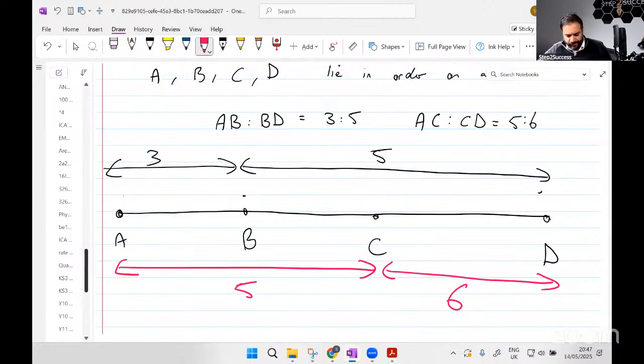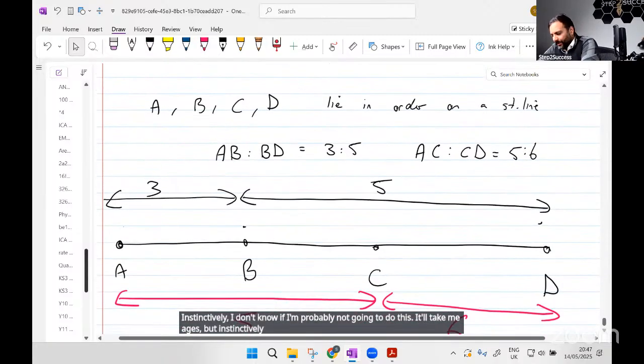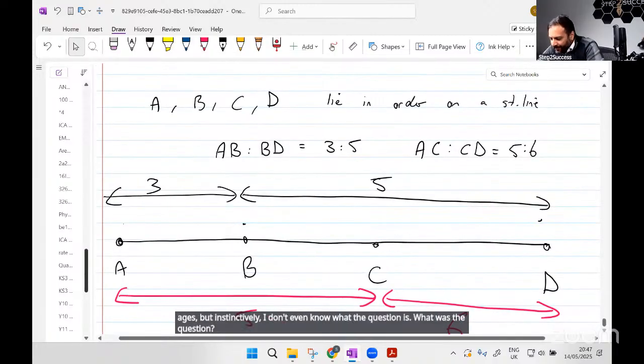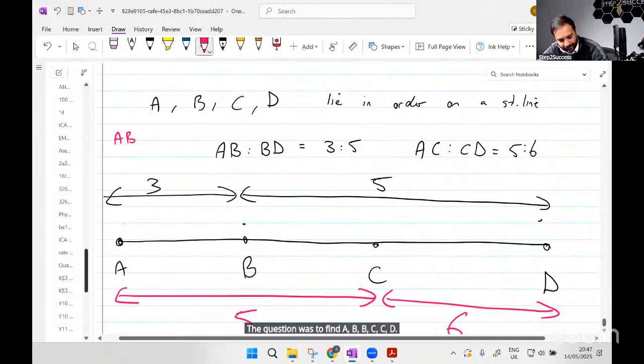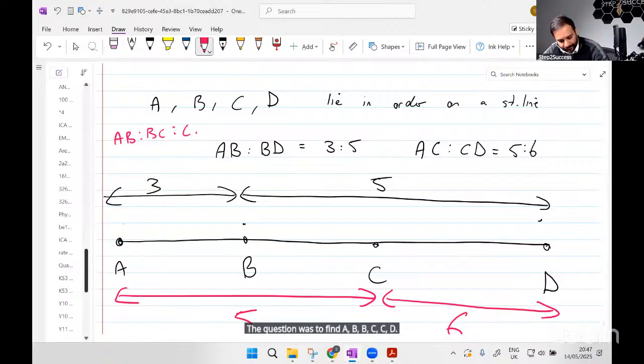Instinctively, I don't know if I'm going to do this. It'll take me ages, but I don't even know what the question is. What was the question? The question was to find AB, BC, CD. So we need to know what B to C is.